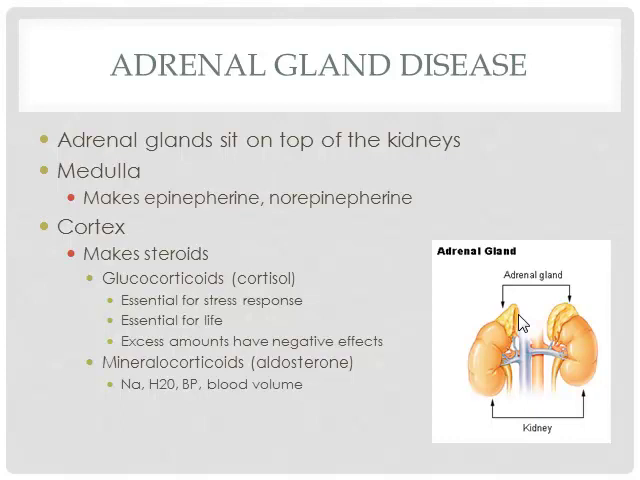For the glucocorticoids, I want you to think of cortisol as one of them. It's essential for the stress response of fight or flight. It's essential for life, and if we have too much of it, it's going to cause negative effects. For the mineralocorticoids, I want you to think of aldosterone. Aldosterone, as we've talked about previously, is involved in trying to keep sodium levels at an optimum level. Anywhere salt goes, water goes. So if we have too much sodium, we wind up with blood pressure problems. If we don't have enough sodium available, we wind up with blood volume problems.